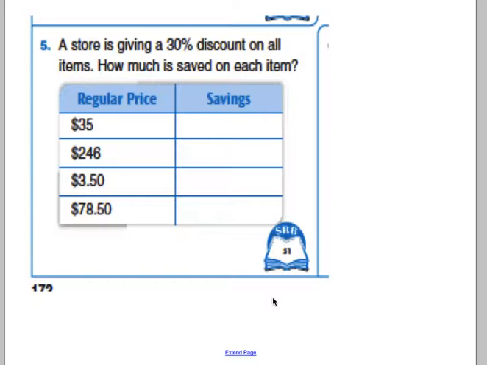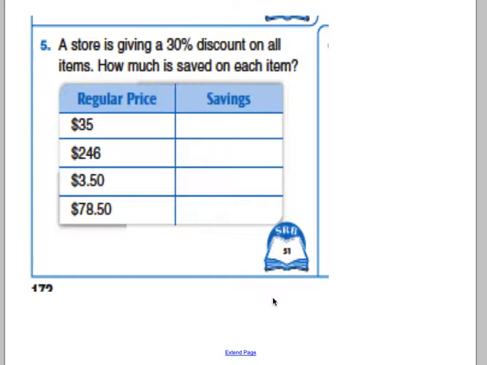the amount of savings, or are you trying to figure out the price it will be if you take away the discount? Or are you trying to figure out what the regular price was before there was a discount? You need to make sure that you've got that clear in your head before you begin. Now, let's take a look at this type of problem where it says a store is giving a 30% discount on all the items. How much is saved on each item?